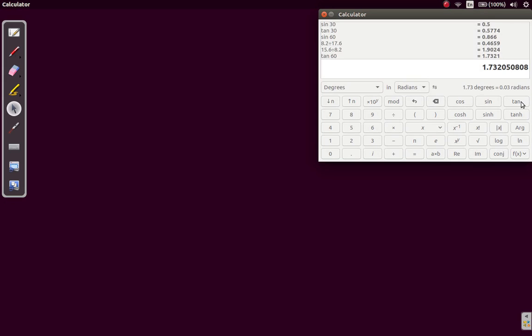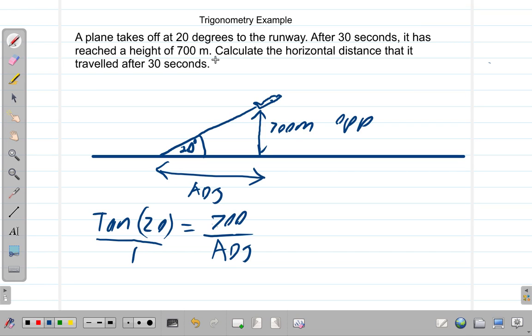Tan 20 degrees. Clear the calculator. Tan 20, make sure the calculator is in degree mode, equals 0.364. Round it off to 364. So that's 0.364. So what you have is 0.364 is equal to 700 divided by the adjacent. Let me separate this with a line and continue over here.